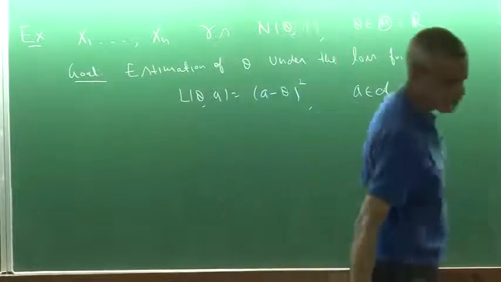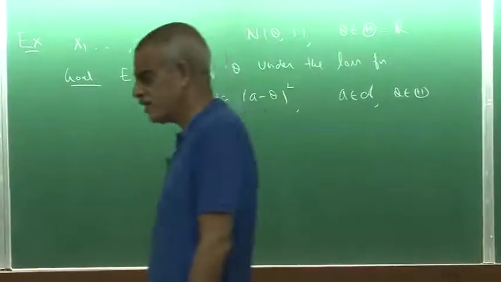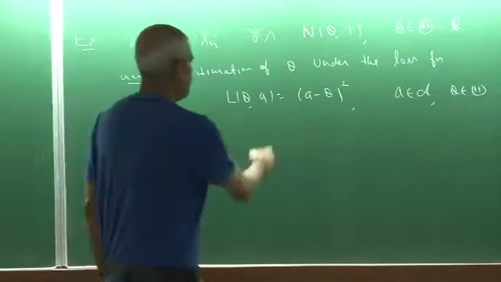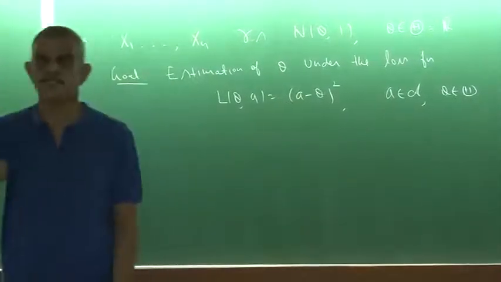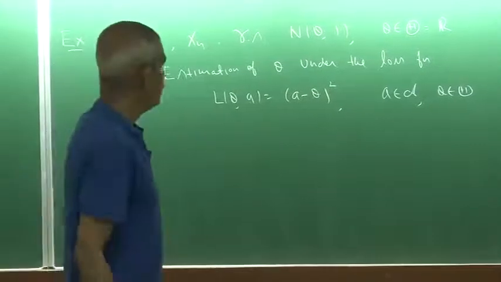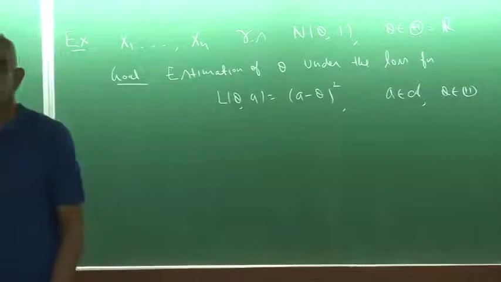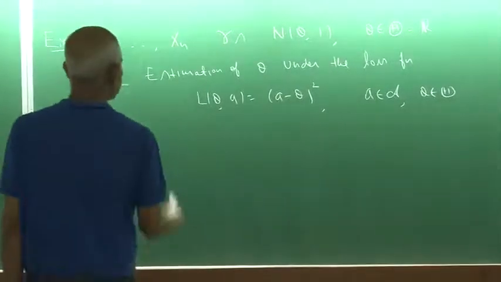Now we talked about the fact that convex loss functions are reasonable choices of loss functions, because the value of this is 0 when my xn is the same as the true value, and my loss increases as my xn is far away from the actual value theta. So this is the square error loss function.